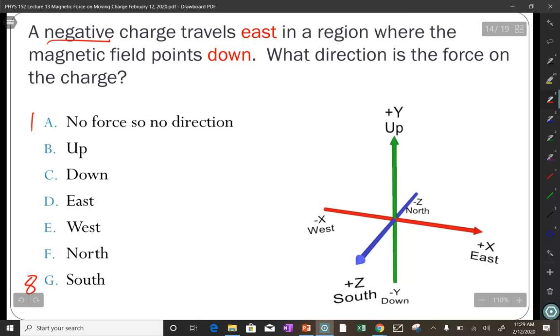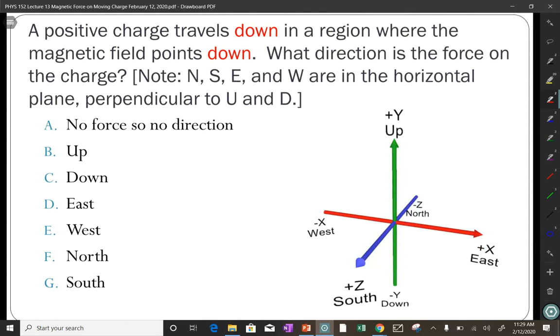All right, last clicker question. A positive charge travels down in a region where the magnetic field points down. What direction is the force on the charge?